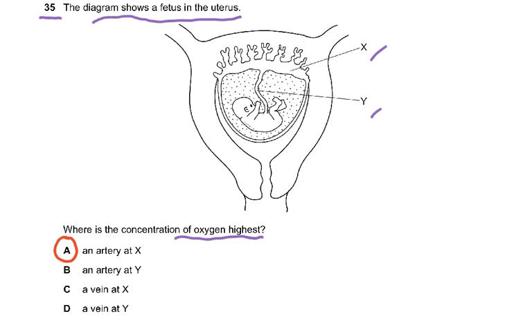Oh no, the umbilical artery carries deoxygenated blood. It's the pulmonary artery story. So the artery at Y will carry deoxygenated blood. A vein at X will carry deoxygenated blood. A vein at Y will of course have oxygen, but it won't be the highest. It will be more in the mother's blood, in the placenta where the oxygen is diffusing in from the mother's side. So that's why the answer was an artery at X.